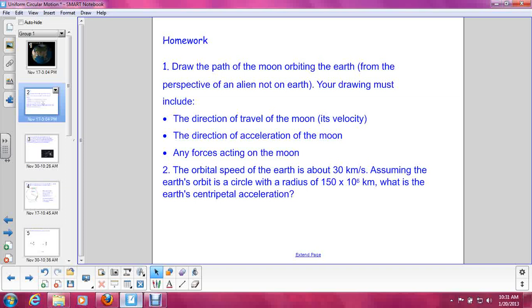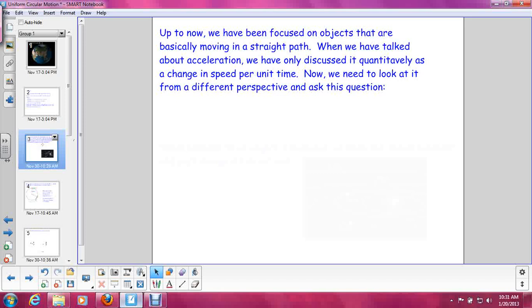what is the Earth's centripetal acceleration? So, up to now, we have been focusing on objects that are basically moving in a straight path. When we talk about acceleration, we're really talking about it as a change in speed per unit time. We've really only been talking about acceleration as slowing down or speeding up of an object.